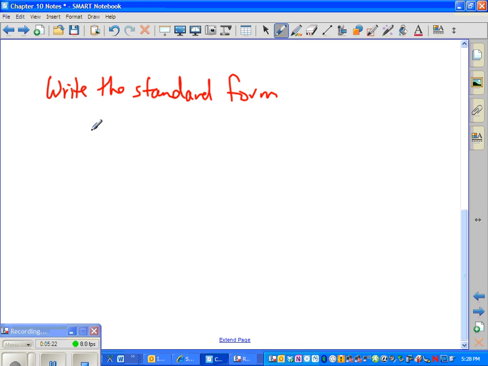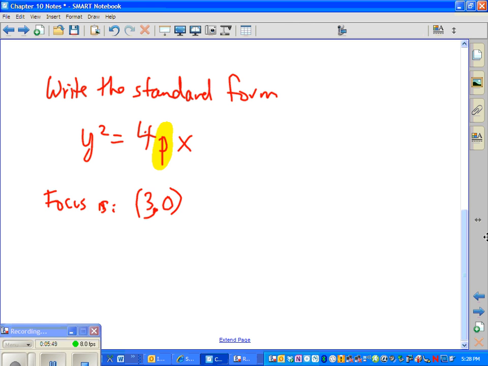remember in the standard form it's y squared equals 4px or x squared equals 4py. Regardless of what it is, I'm just going to do this as an example. This p represents your focus. So if this is what you're given and they say, by the way, the focus is (3, 0), well, I notice that the 3 is the x value, which means that it has to be the one that has the x next to it.